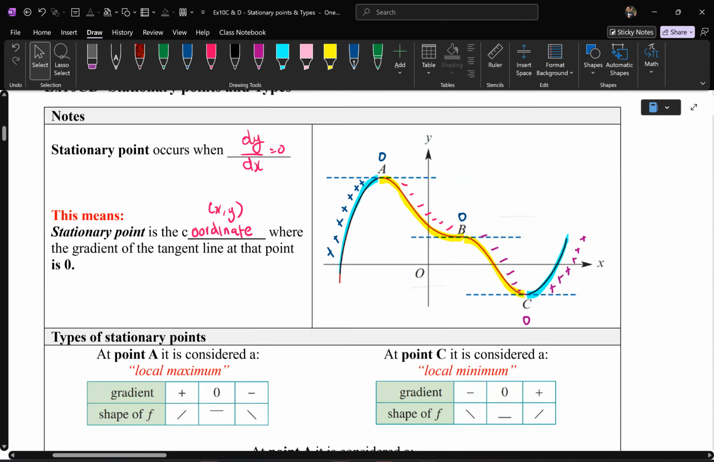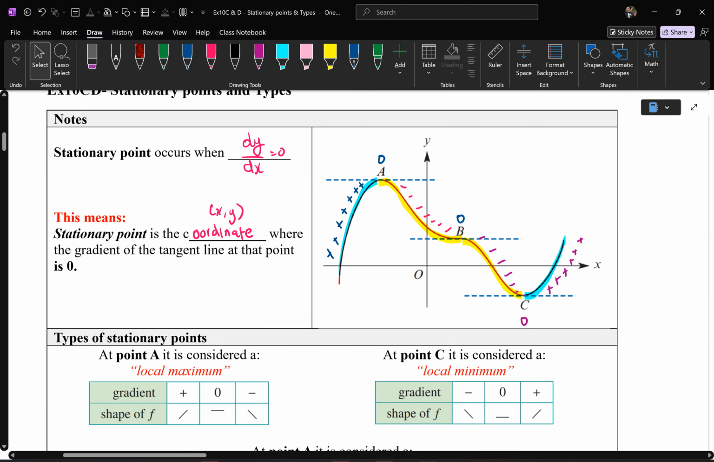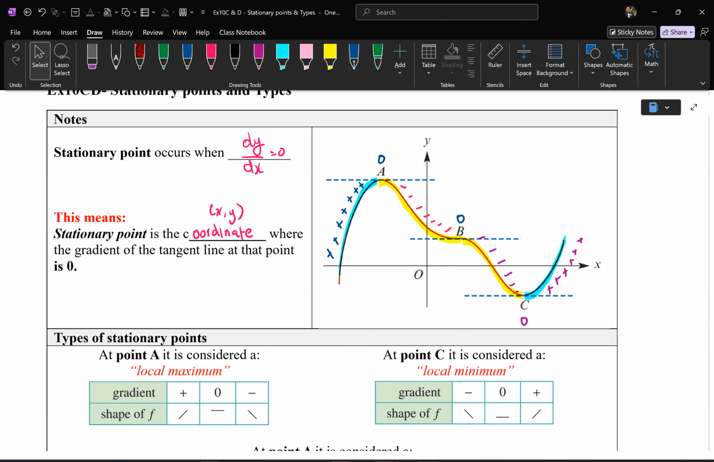That means that a stationary point does not tell you if you have a local maximum, a local minimum, or an inflection point. Because at points A, B, and C, they all have the same gradient of 0. So when you say dy/dx equals 0, you're not saying that it is a maximum. You're not proving anything. So when they ask you to justify that the stationary point is a maximum, you can't just say dy/dx equals 0, therefore it is a maximum. You actually have to show that.